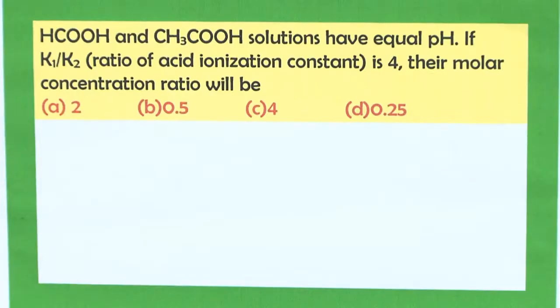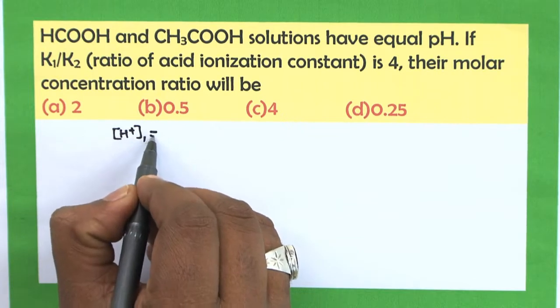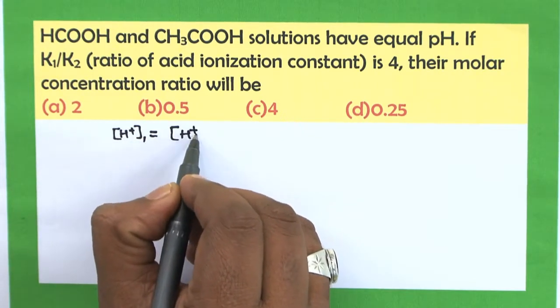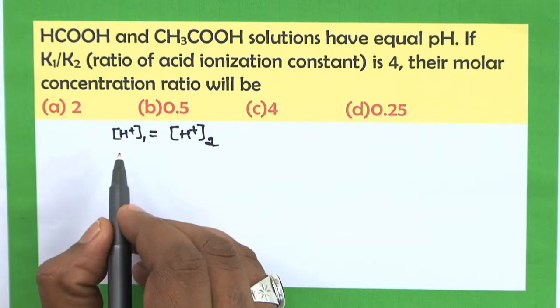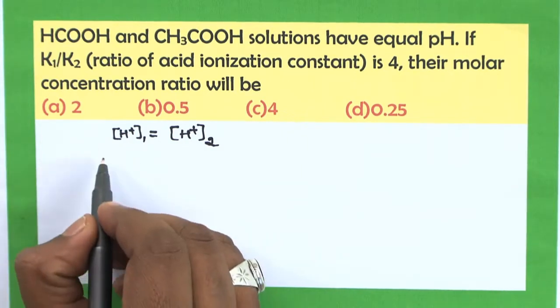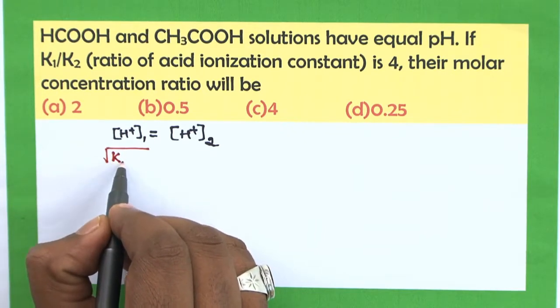So students, the next question is: formic acid and acetic acid solutions have equal pH. If K1 by K2, that is the ratio of acid ionization constants, is 4, their molar concentration ratio will be. Let us solve this problem. pH are equal means that H plus ion concentration of one acid should be equal to the H plus ion concentration of the second acid, because if pH are same, then the concentration of H plus ion should be same.